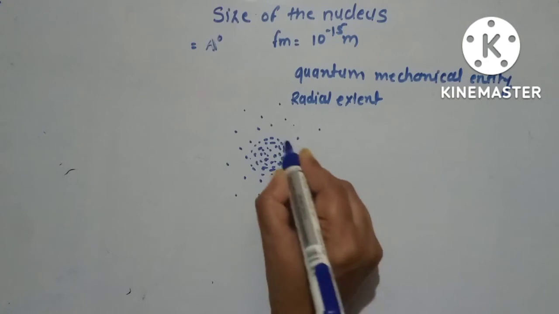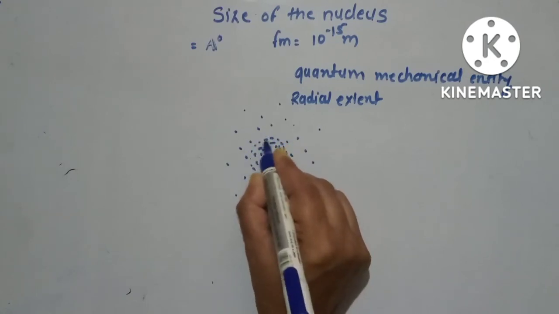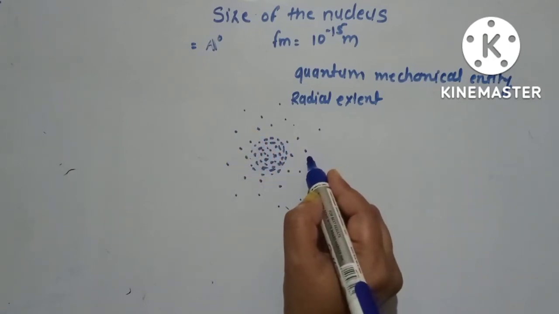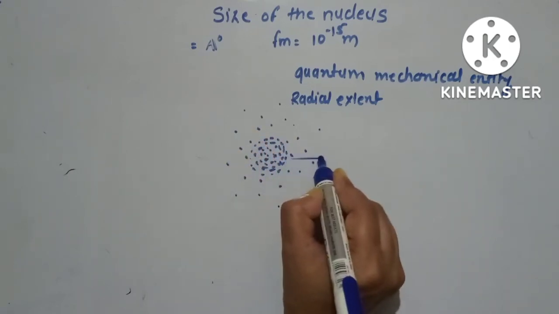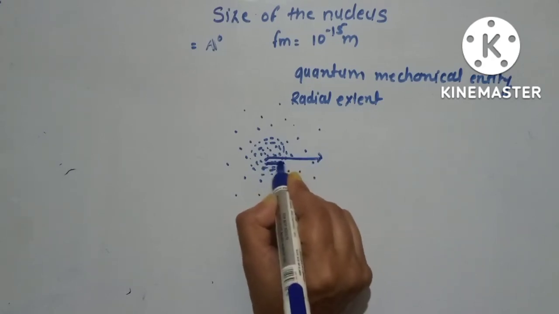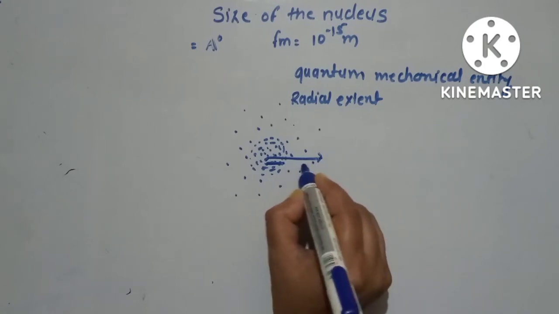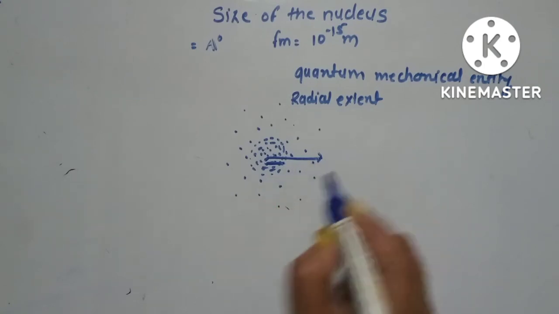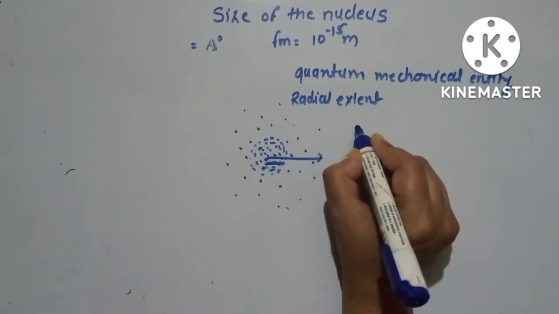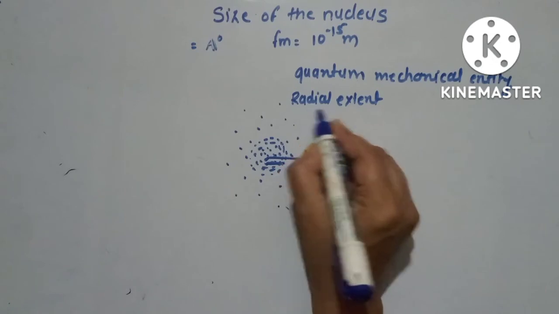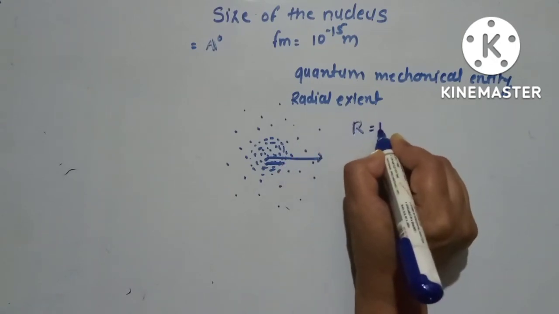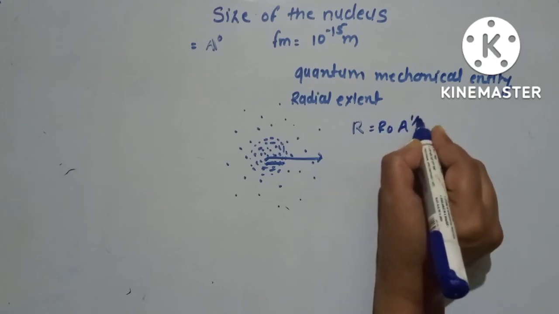Up to some distance the charge distribution is uniform, and after that the charge distribution is not uniform. So we can speak of this as a radial extent from this to this. This has a formula. We can calculate the radial extent of any nucleus by using the formula R is equal to R naught A raised to 1 by 3.